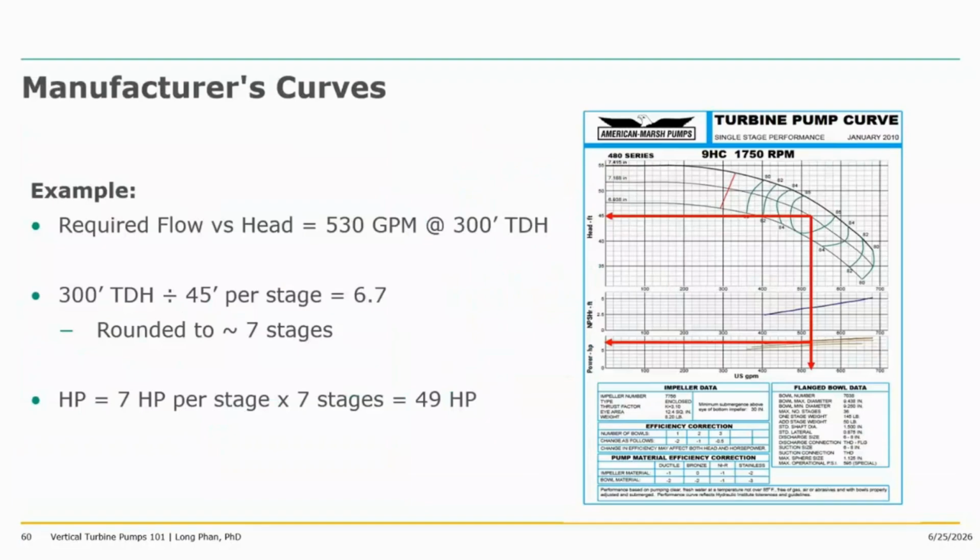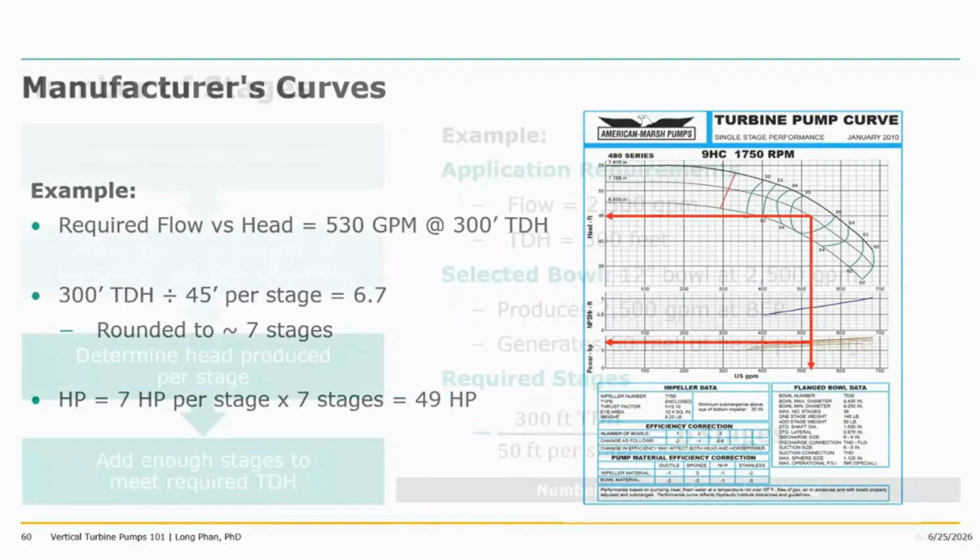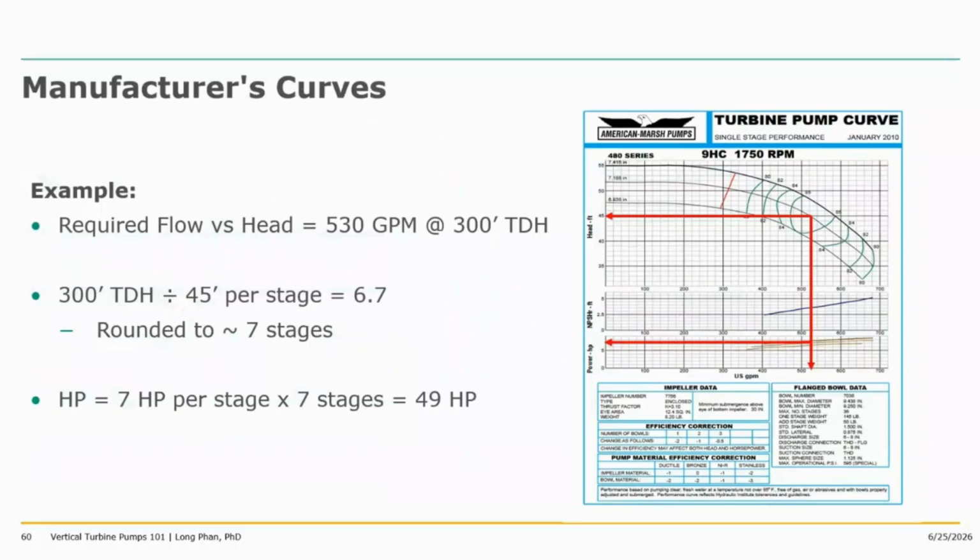Another way to calculate the total stages required is to look at a manufacturer curve. Let's give another example here. Let's say we want our required flow and head at 530 GPM at 300 TDH. We look at manufacturer curves such as the one here from American Marsh pumps. After going through different models, we see the 9HC model is a great candidate because the BEP point is right at our required flow of 530 GPM on the x-axis.